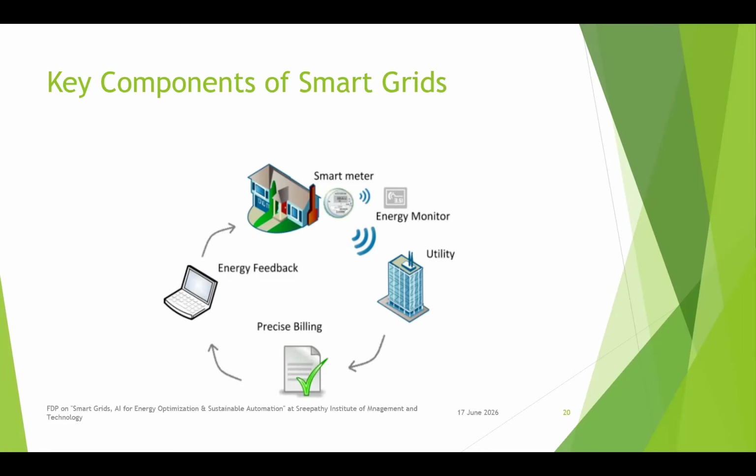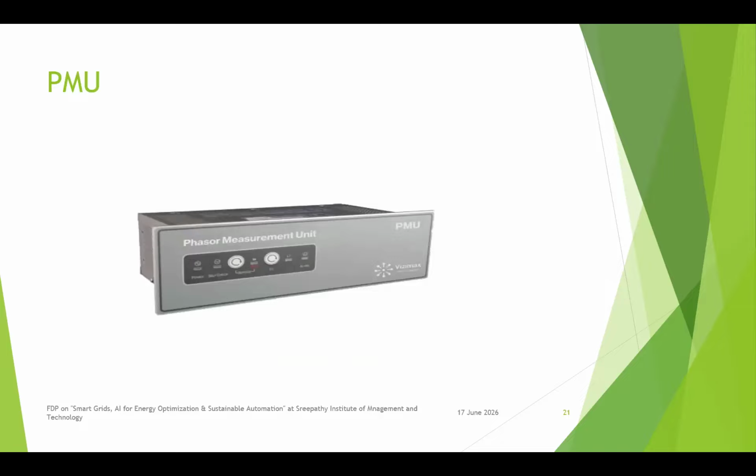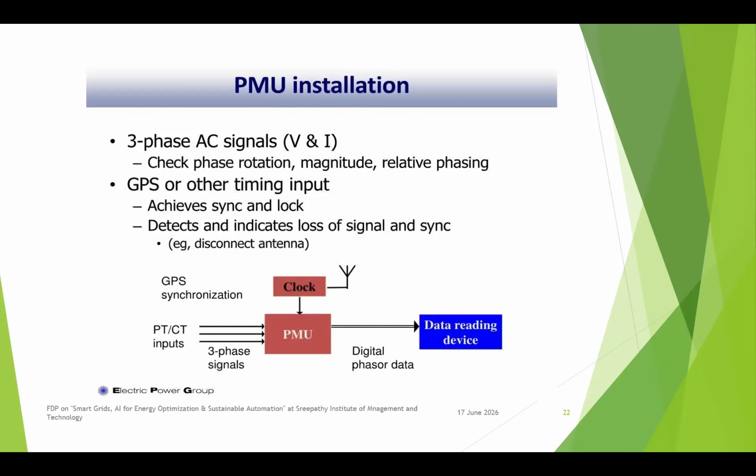So this is the smart meter billing system, and this is the phasor measurement unit. The PMU can measure parameters like voltage and frequency at the utility as well as the consumer locations.